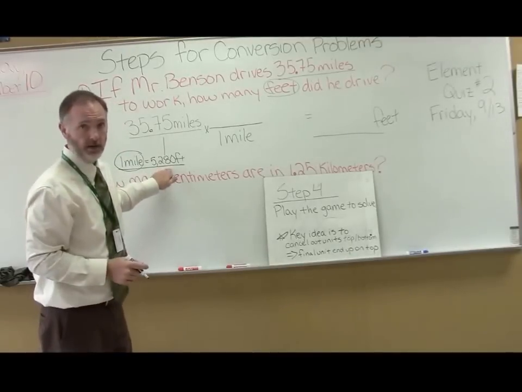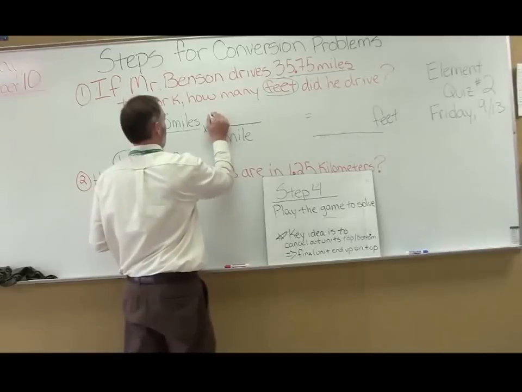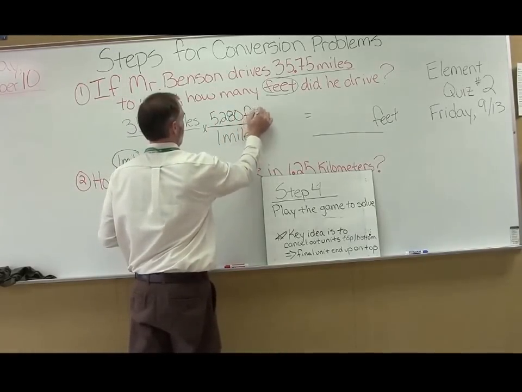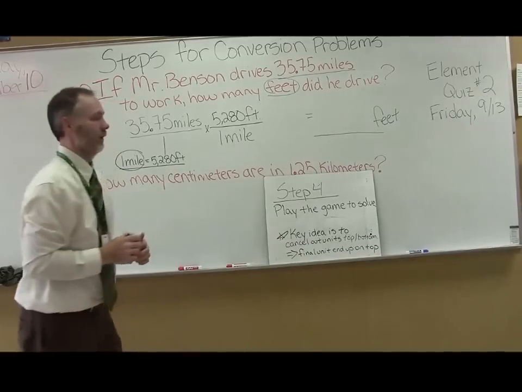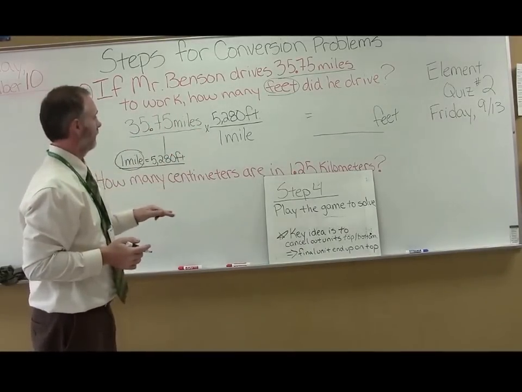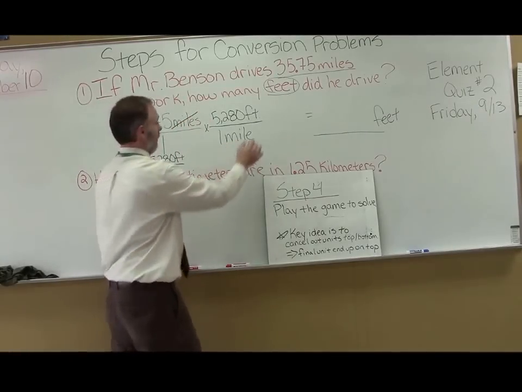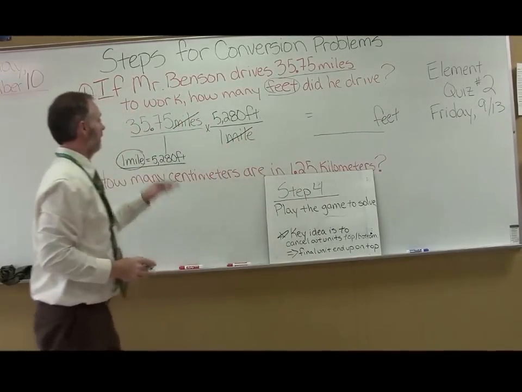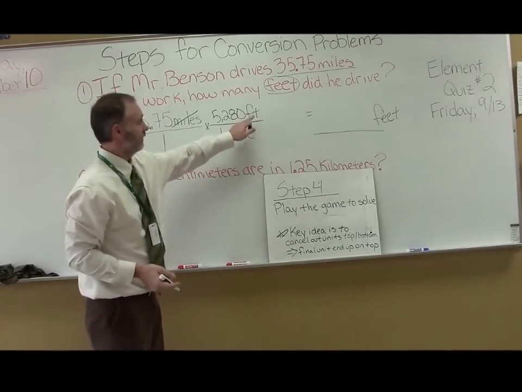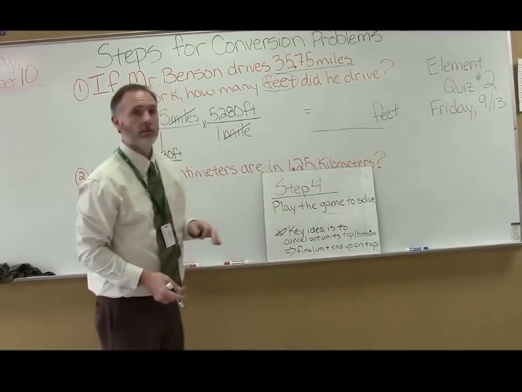Put the other side, whichever side you don't use, on top: 5,280 feet. When you do this, you're multiplying these two things together. The miles are on the top, the numerator, and on the denominator, they cancel out. Notice what I'm left with, the only unit is feet. Double check, is that what you want your final answer to be?